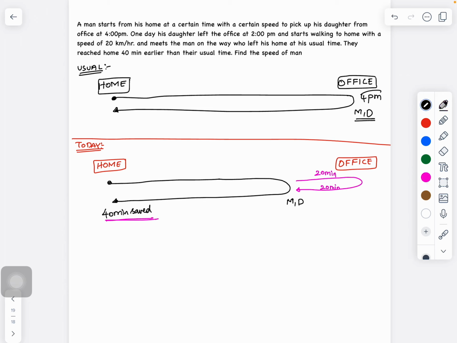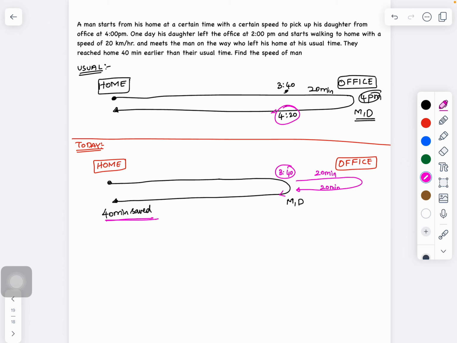So the man would have taken 20 minutes to cover this distance. So usual time, man would have reached office at 4 p.m. So usually what would have happened is he would have reached here at 3:40 p.m. and then he would have taken 20 minutes to reach the office, and from there he would have reached here at 4:20 p.m. and then he would have reached home at usual time. But today, by the time he reached here at 3:40 p.m., he didn't have to cover this 20 minutes, 40 minutes trip. So essentially his return journey at this point would be at 4:20, but today his return journey is at 3:40 itself. That is where the 40 minutes is saved. So this is the scenario that is happening from man's point of view.